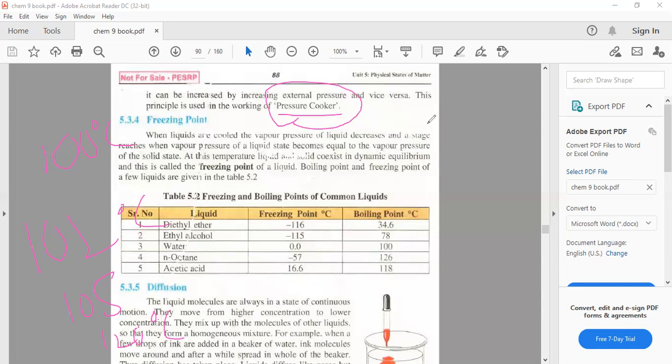This is all about today's topic. So learn these two topics. We will start our next topic in our next class.